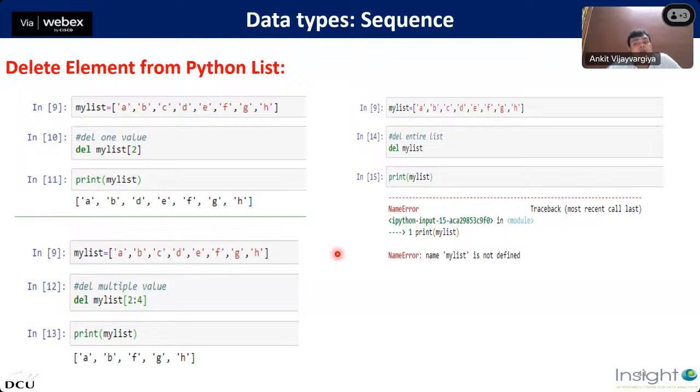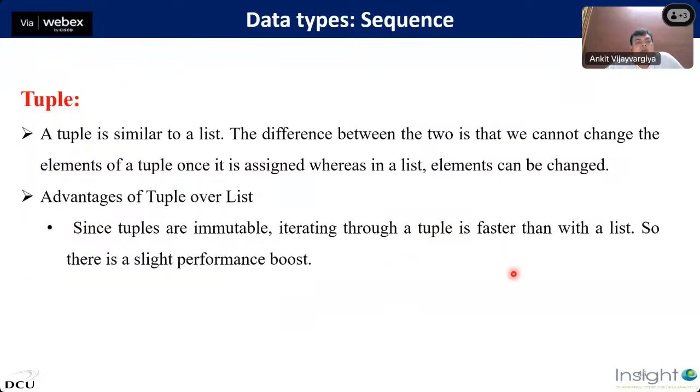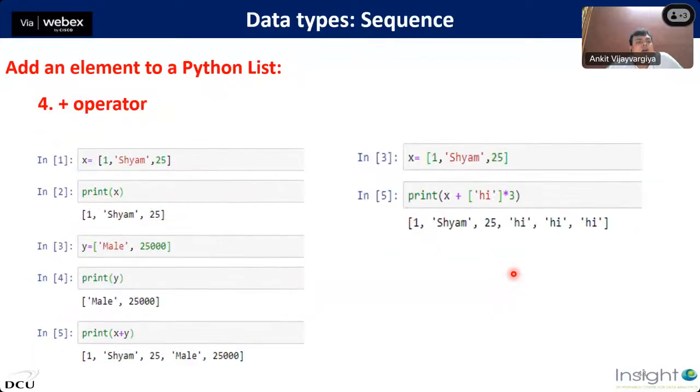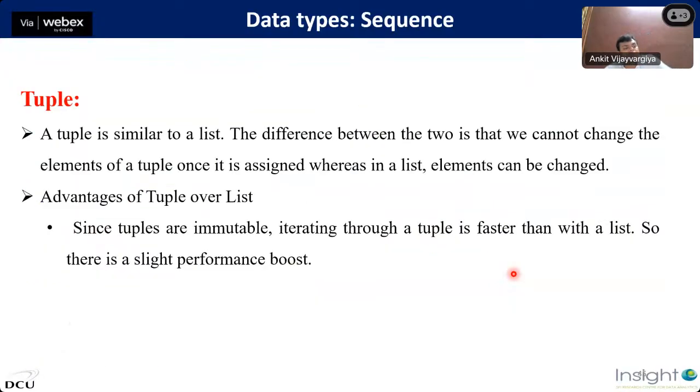If you want to delete the entire list, you can write delete my list, then your entire list will be deleted. And after that, I try to print my list. So we have already deleted the list, so it is showing that the list is not defined. So this is all about the list basically.